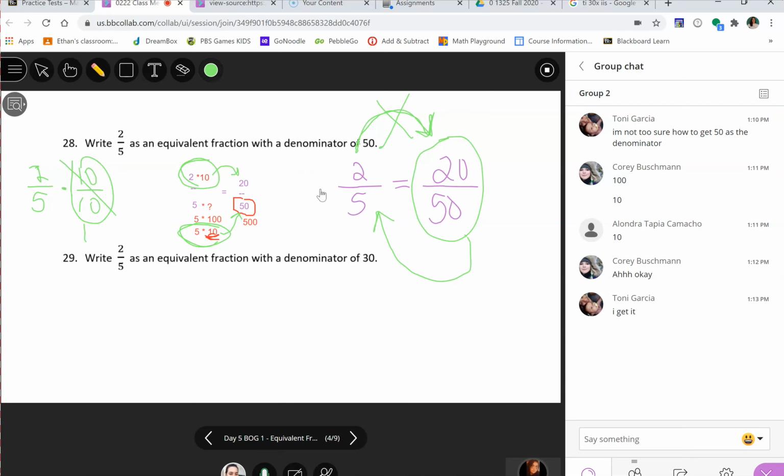Okay, so let's talk about this next one here. I won't do it for you, but I'll just get it set up. If you have 2 out of 5 and you want it to be something out of 30.